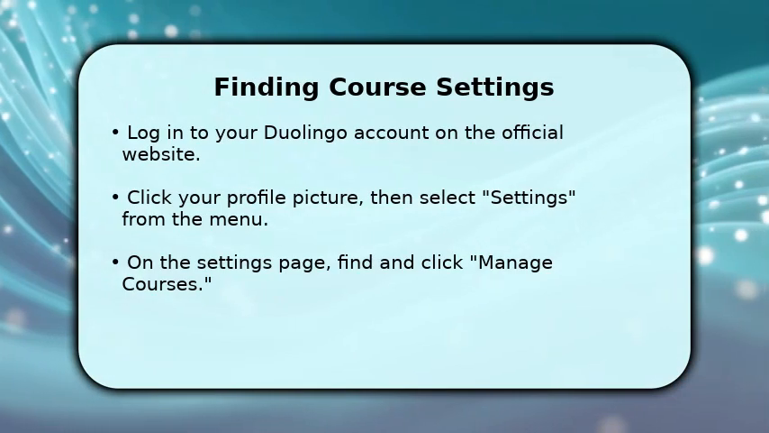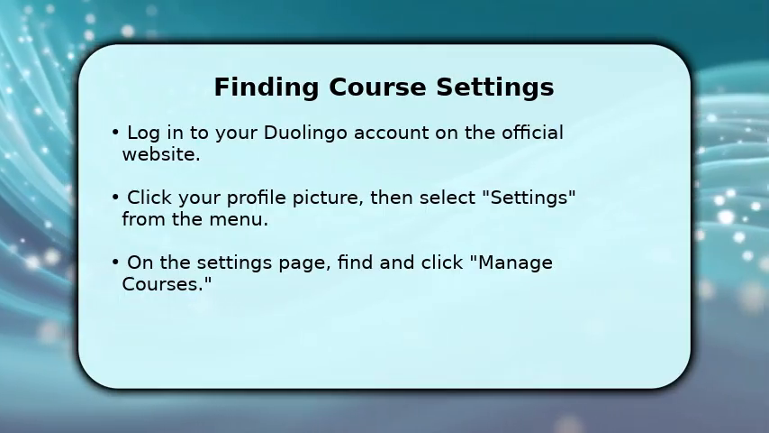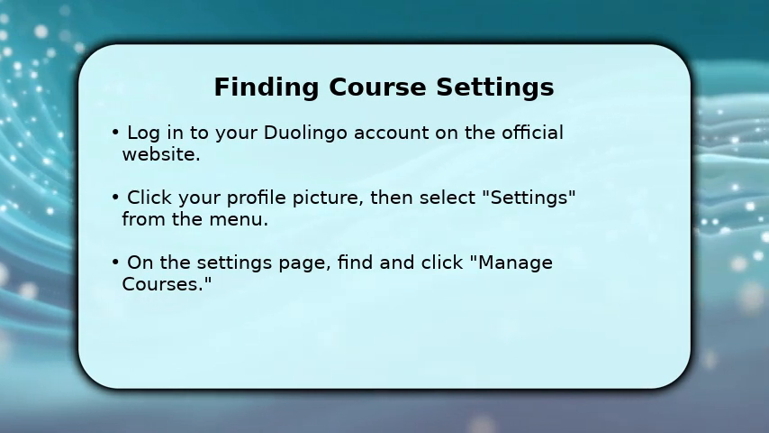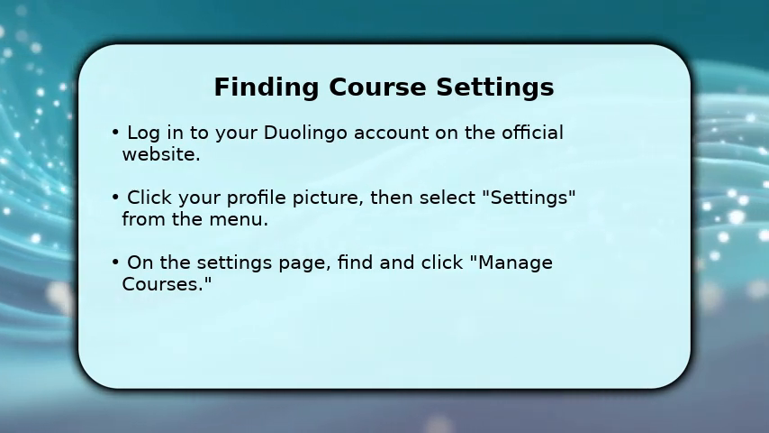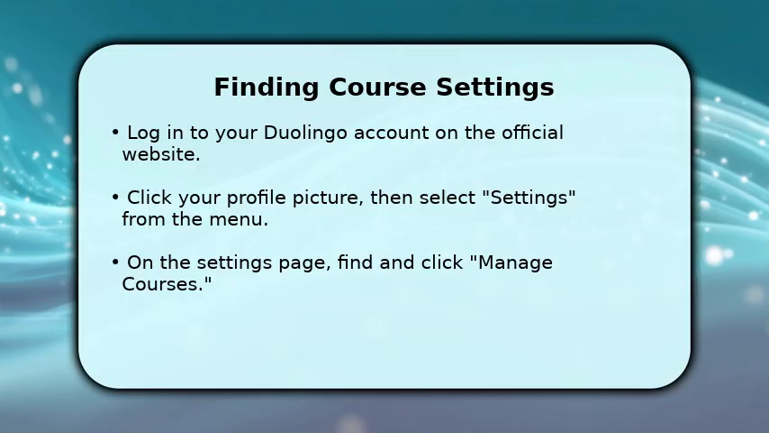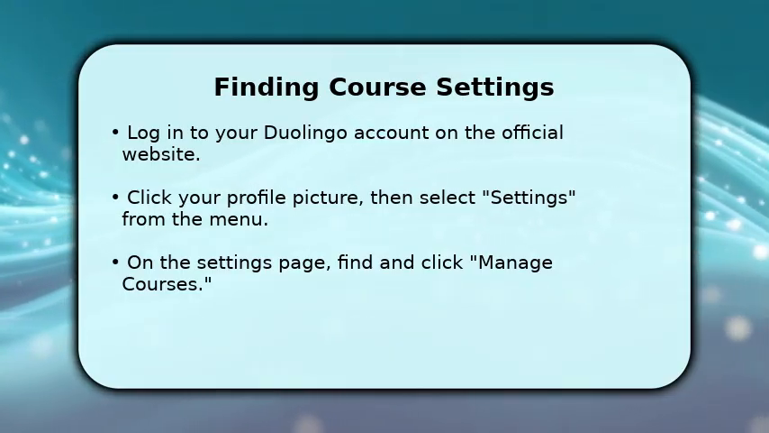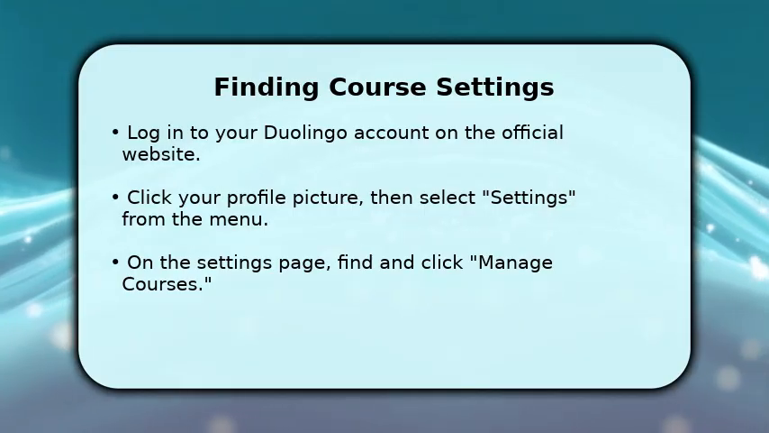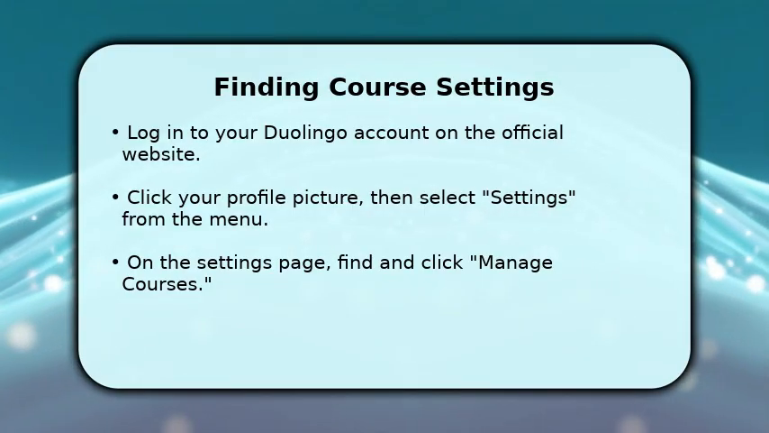To begin, open your web browser and go to the Duolingo website, then log into your account. Once you're logged in, look for your profile picture in the top right corner of the screen and click on it. A drop-down menu will appear. From there, select Settings. On the Settings page, you'll see a menu on the left side. Click on Manage Courses to proceed.